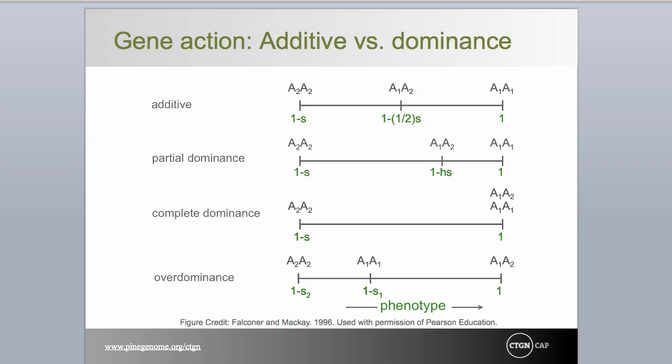In the case of partial dominance, the heterozygote may slide anywhere along that line, depending on H. For complete dominance, there is no selective advantage to being homozygous or heterozygous for allele 1. The overdominant situation is interesting in that the heterozygote is more fit than either homozygote, each of which may have different selection coefficients.